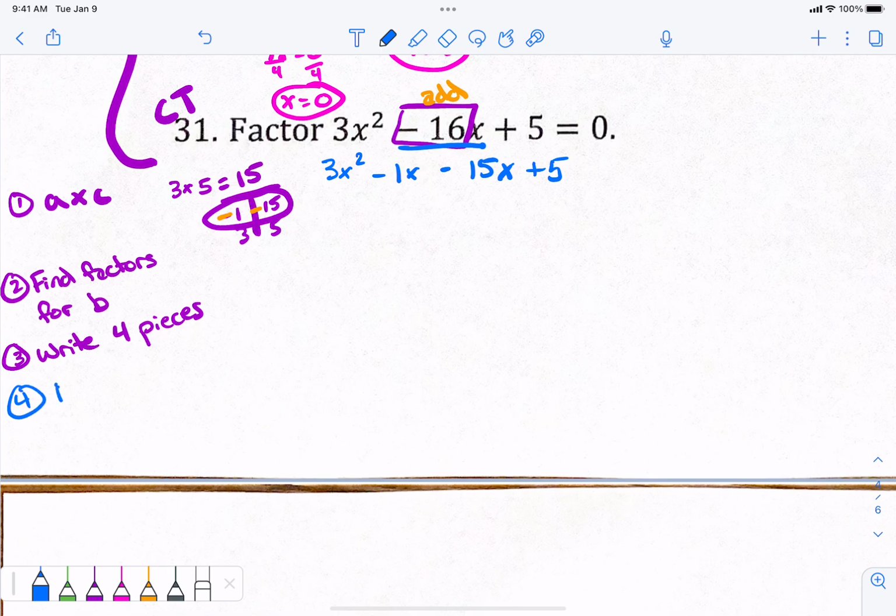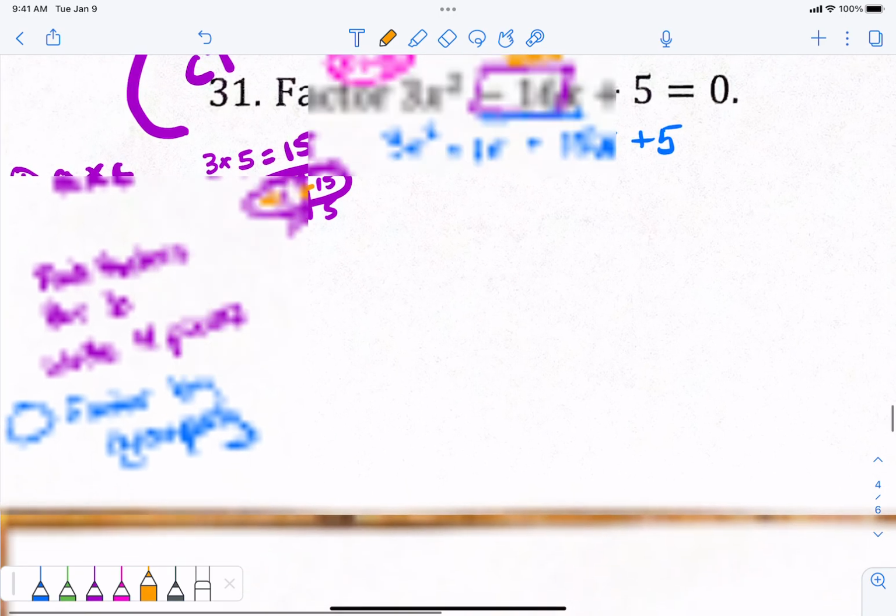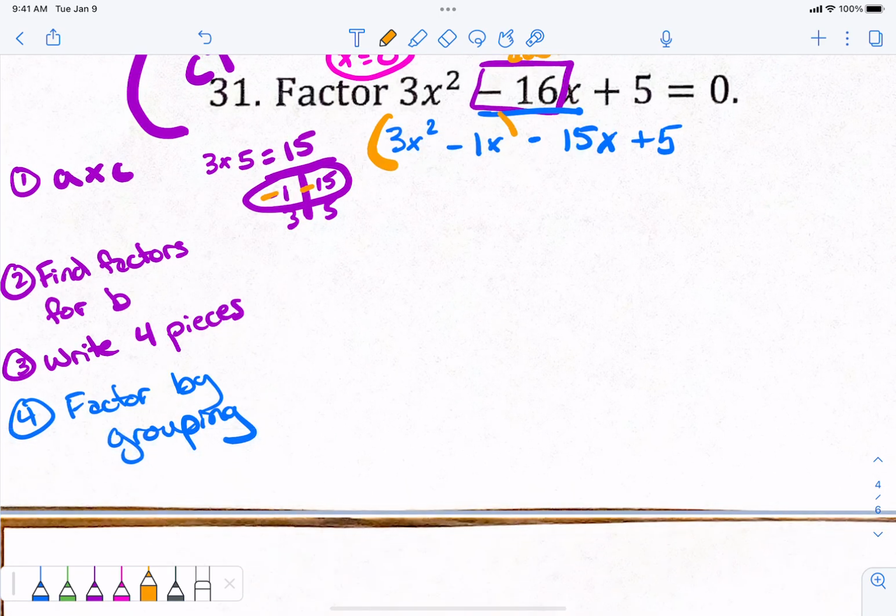Okay, so factor by grouping. Okay, so you have to write out your 4 pieces first, then you factor by grouping, if you want that 4th step there. All right, so I grouped the first 2 chunks and I grouped the second 2 chunks. What can come out of the first chunk? Just x, right? 1x, okay? And left would be 3x minus 1. Okay, what do you want to come out of the second piece? 5.